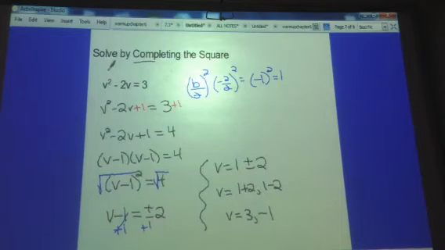And if you check both of those answers back into your original equation, they will work. And that's your answer.